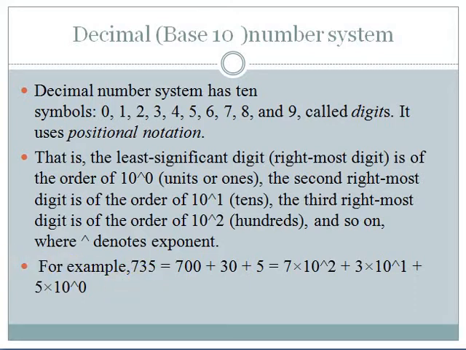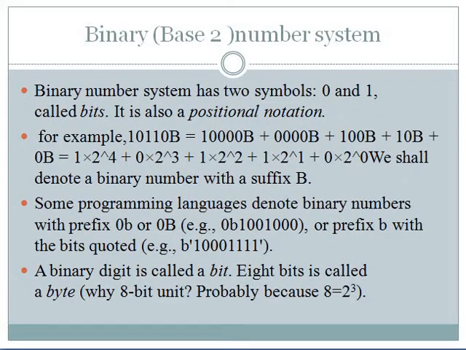Next we will go to the binary base 2 number system. The binary number system has two symbols, zeros and ones, called bits. It is also a positional notation. For example, here there is a 5 digit number, with B standing for base.